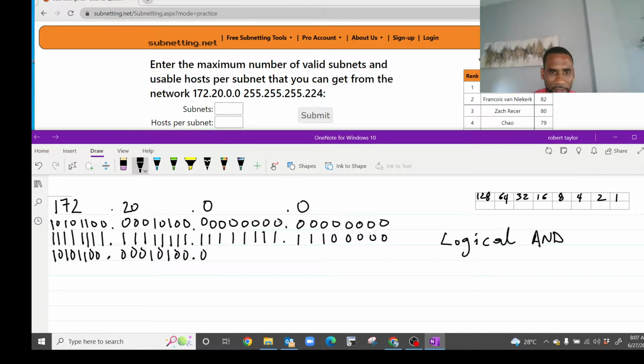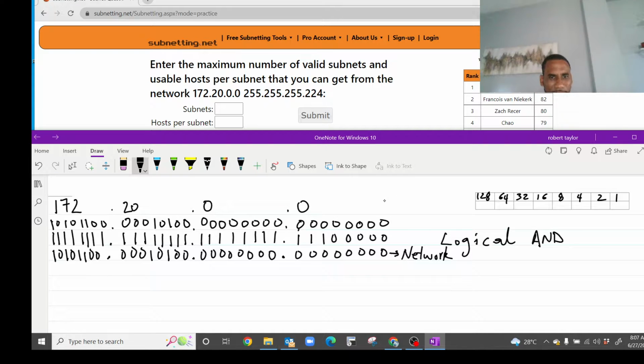So all of this, 0 and 1, is going to work out to be 0. And then all of this is 0. So everything down here, even if it's a 1, is going to work out to 0. Got that? So what we produce here is actually the network.